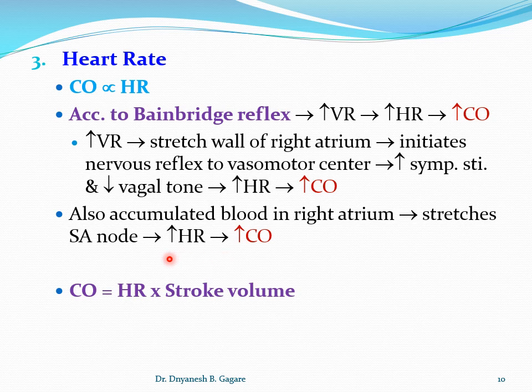As heart rate increases, cardiac output is also increased. Depending on the severity, heart rate can be increased up to 180. The normal range is about 60 to 80 beats per minute, but it can be increased up to 180 beats during exercise. So an increased heart rate leads to an increase in cardiac output. In this way, this is the effect of heart rate on the cardiac output.